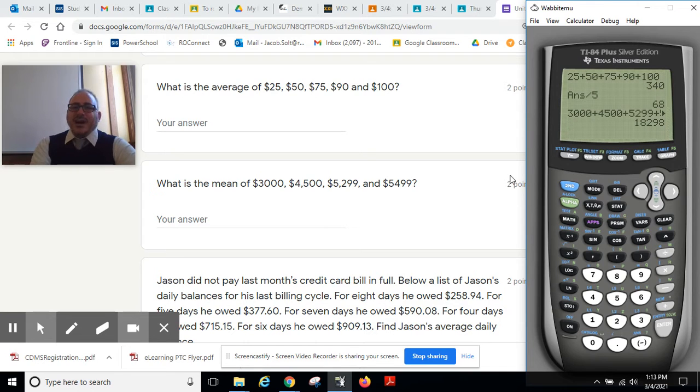Is that my average? No. I still need to divide by how many values are in the data set. How many values are here? 1, 2, 3, 4. There are 4 values, so I divide by 4. There we go, $4,574.50. That's the average of these 4 numbers here.